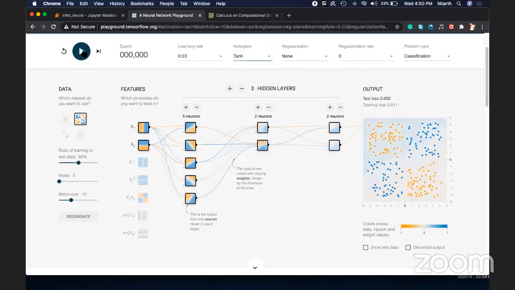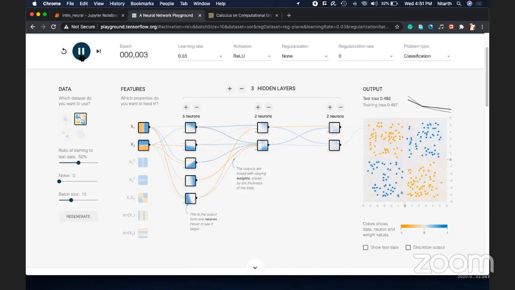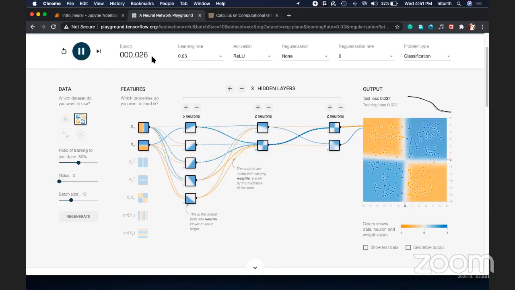Now use tanh. Let's see if it looks better. Yeah, so you can see how fast ReLU actually learns. When I was using ReLU, and we just do this, in very few epochs it learns very quickly.